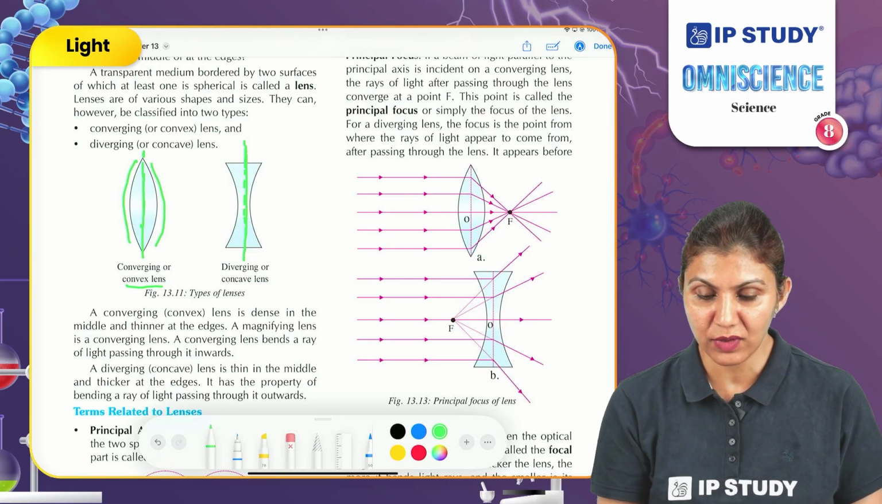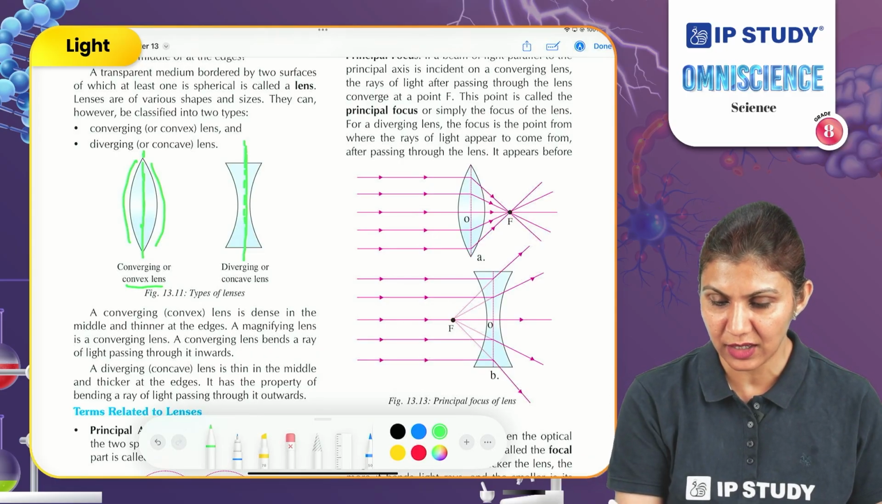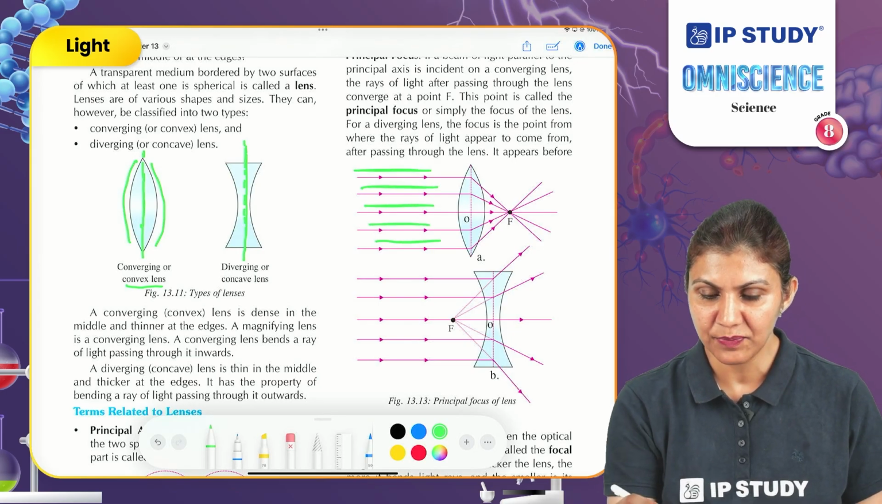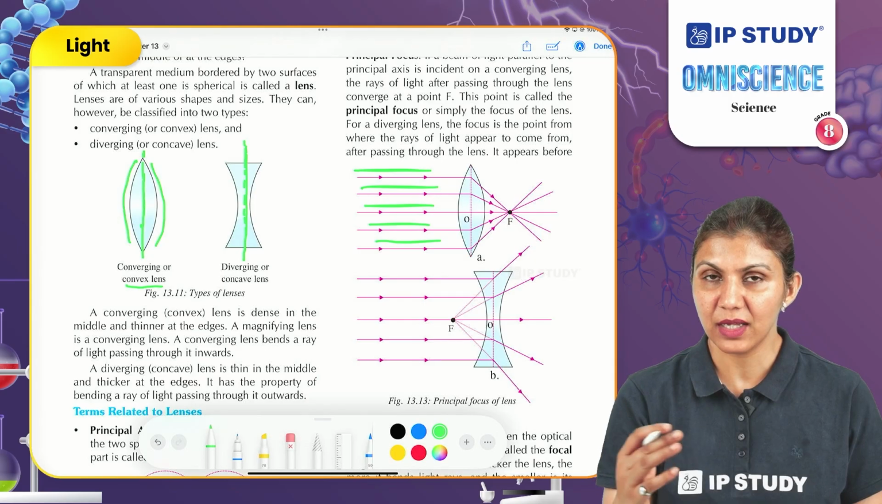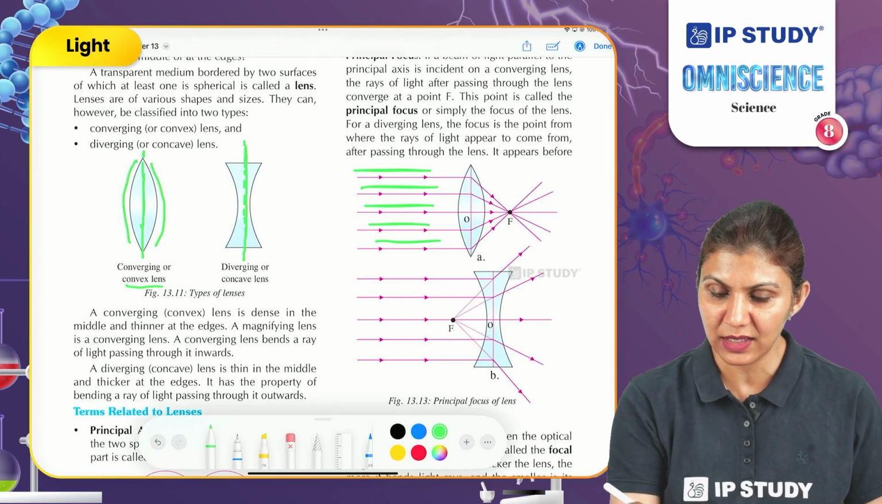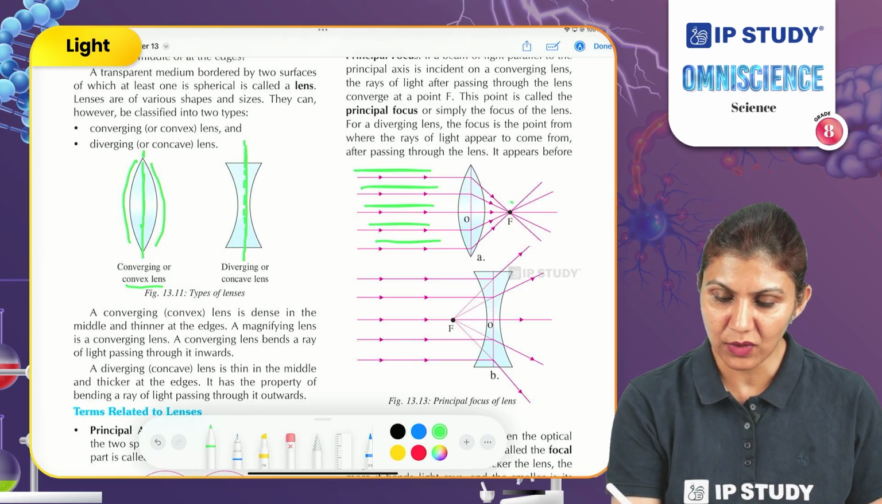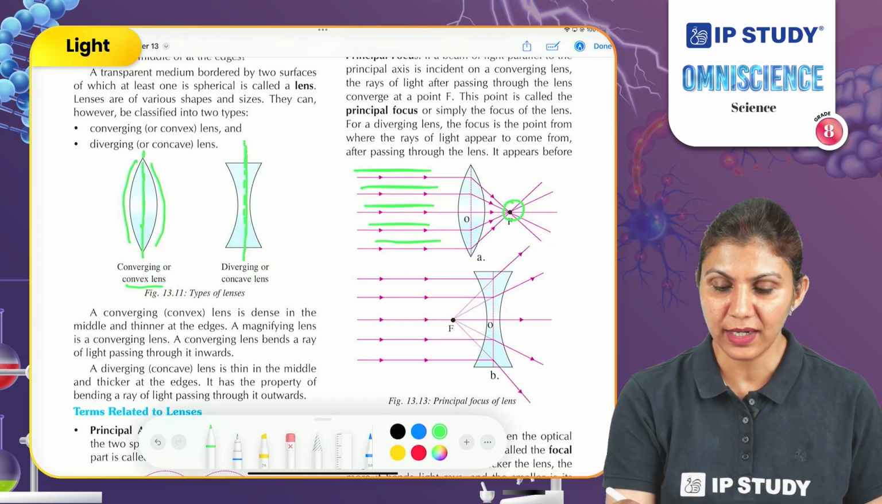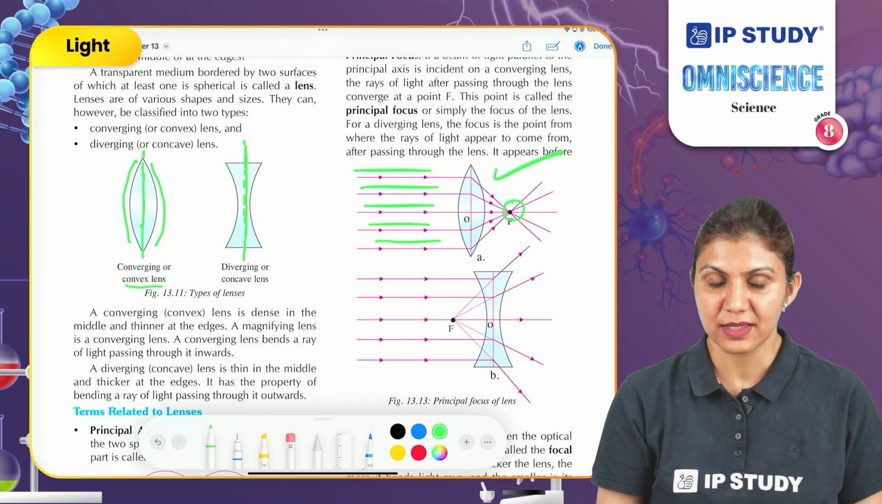Why do we call it a converging lens? If you notice figure 13.3 here, the light rays are parallel and moving towards the lens. After passing through the lens, these light rays are all focused at one point. These are converged at one point. So we call it a converging lens.